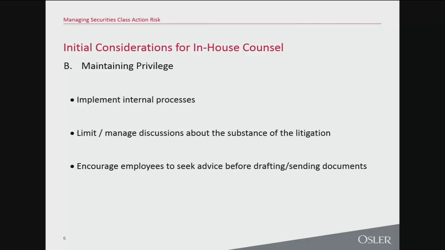The second topic that an in-house counsel can address at the outset is anticipating and protecting communications based on privilege. And companies need to treat all discussion of the litigation as confidential and implement internal processes to maintain privilege going forward. This may include limiting circulation of communications about the litigation to those who have a need to know, advising employees to direct communications about the litigation through counsel, or to seek legal advice before preparing and sending any documents concerning the subject matter of the litigation, and in general, avoiding internal electronic conversations about the substance of the litigation when possible.